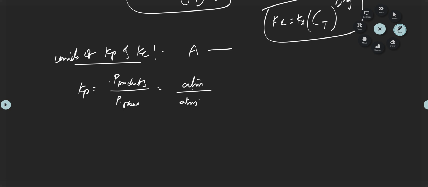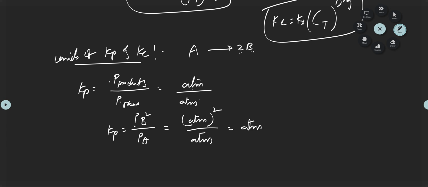For example, A gives rise to 2B. Here 2 moles of products are there, so what will we get? Kp is equal to pressure of B square by pressure of A. What is the unit? Atmosphere square by atmosphere. We can write atmosphere whole power delta Ng. What is the change in number of moles here? 2 minus 1, so delta Ng is equal to 1. Atmosphere is cancelled, leaving atmosphere power 1. For a general equation, it is atmosphere of delta Ng.